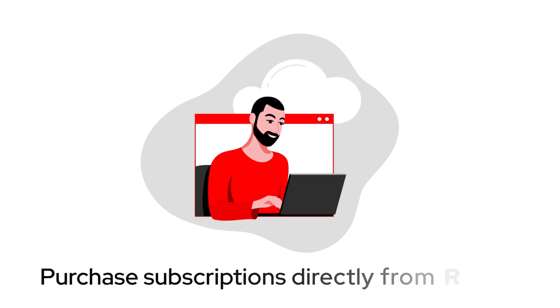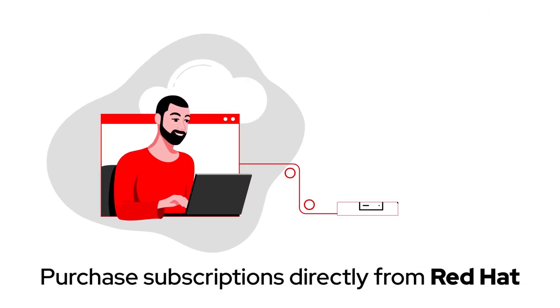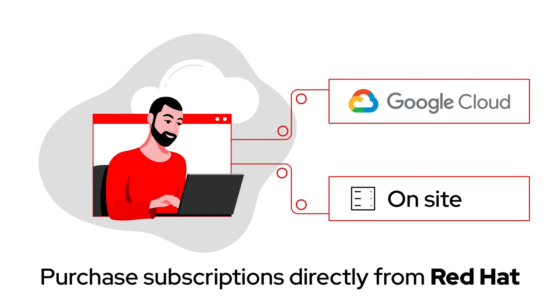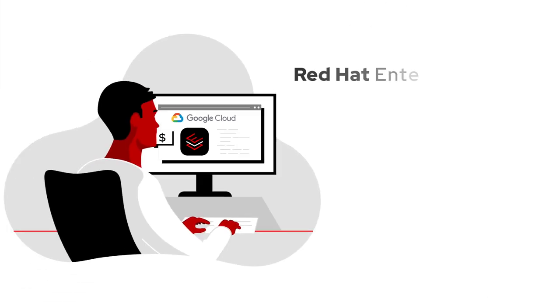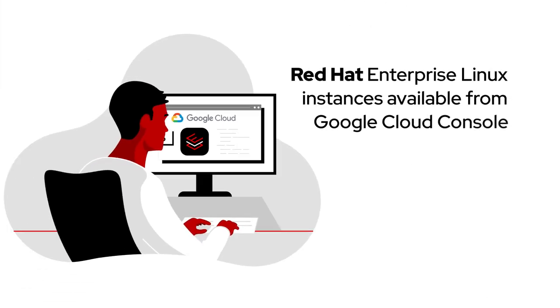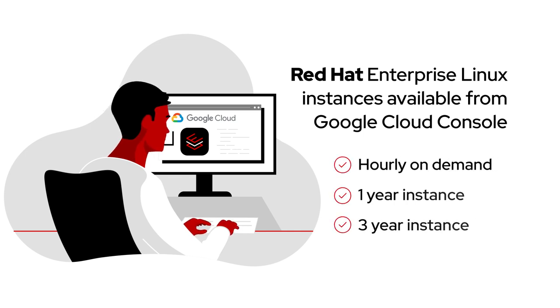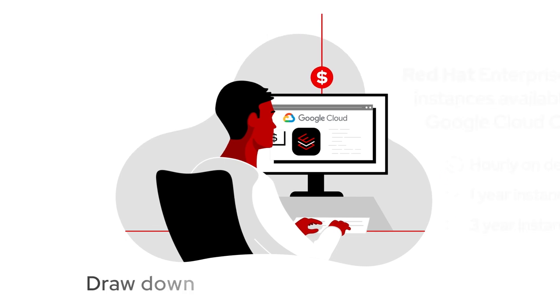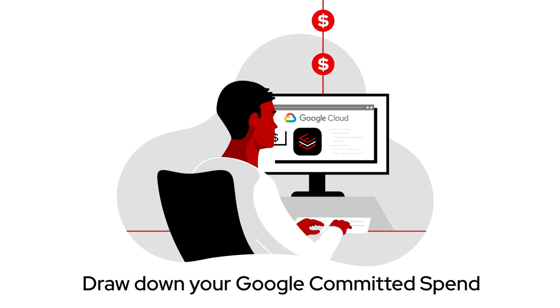You can purchase subscriptions directly from Red Hat and use them on site or on Google Cloud. You can also obtain Red Hat Enterprise Linux instances from Google Cloud Console, either hourly on demand, or take advantage of committed use discounts with the ability to draw down from your Google committed spend.